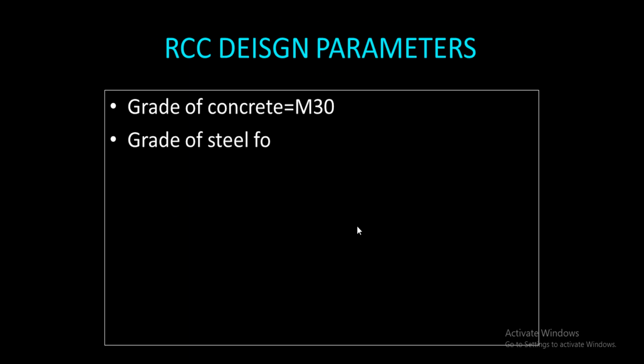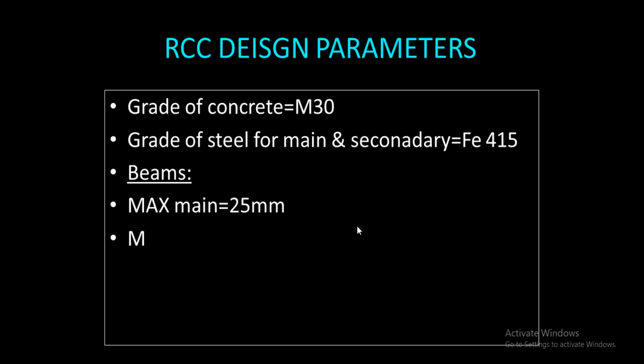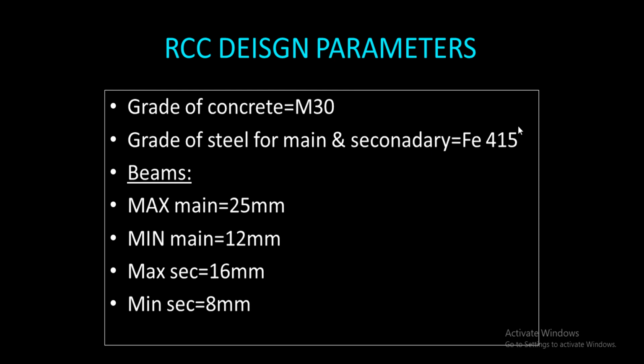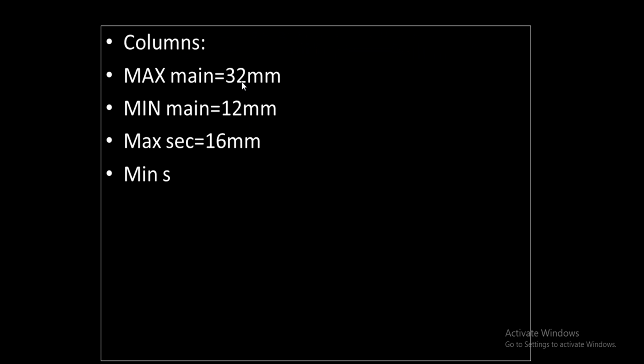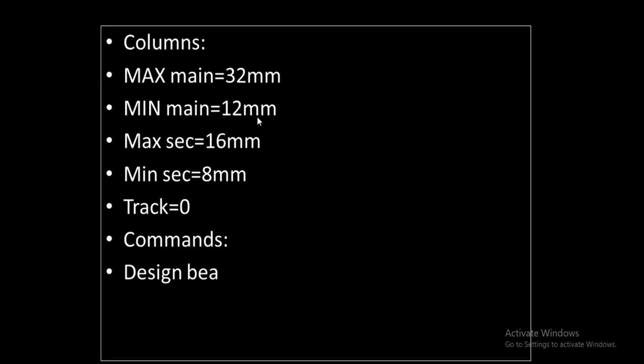So after analysis we are going for design. I have considered concrete grade as M30 and for steel it is Fe 415. For main and secondary reinforcement I have considered Fe 415. And coming to beams, I have taken maximum main as 25 mm and minimum main as 12 mm. Similarly maximum secondary is 16 and minimum secondary is 8 mm bars. For columns I have taken maximum main as 32 mm and minimum main as 12 mm. Similarly maximum secondary, that is stirrups, is 16 mm and minimum is 8 mm.